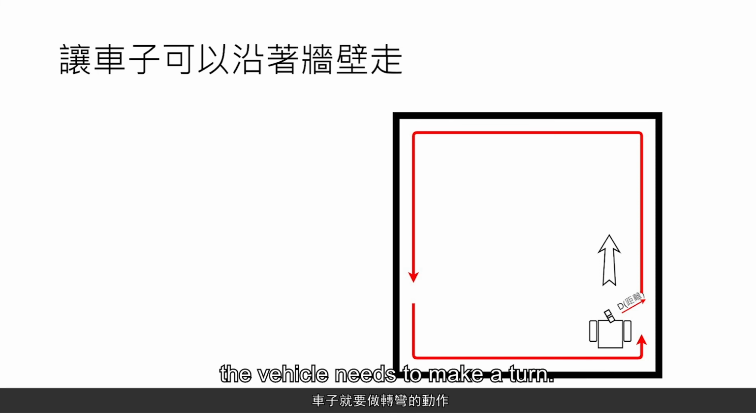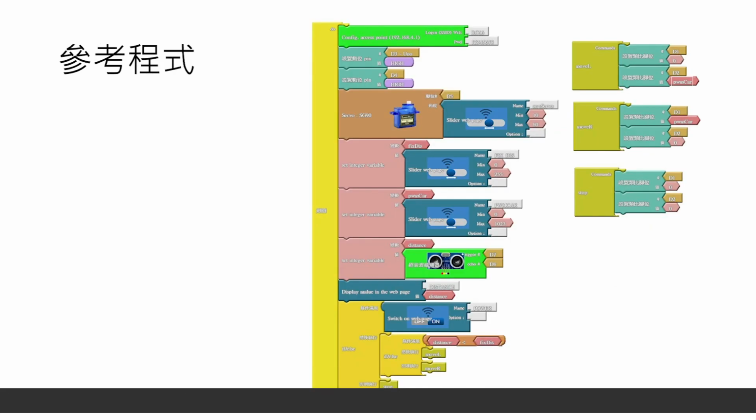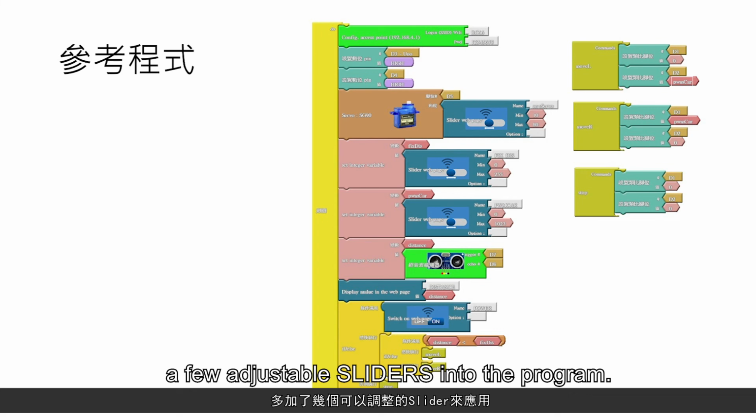At this moment, the vehicle needs to make a turn. As for how much the vehicle should deviate and measure fixed distance, will change as the angle of the sensor changes. Let's take a look at our program. We didn't make any modifications. We only added a few adjustable sliders into the program.